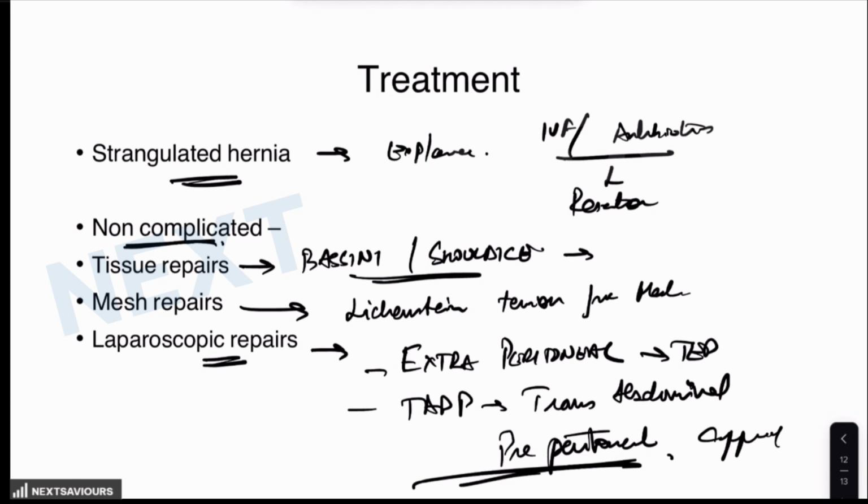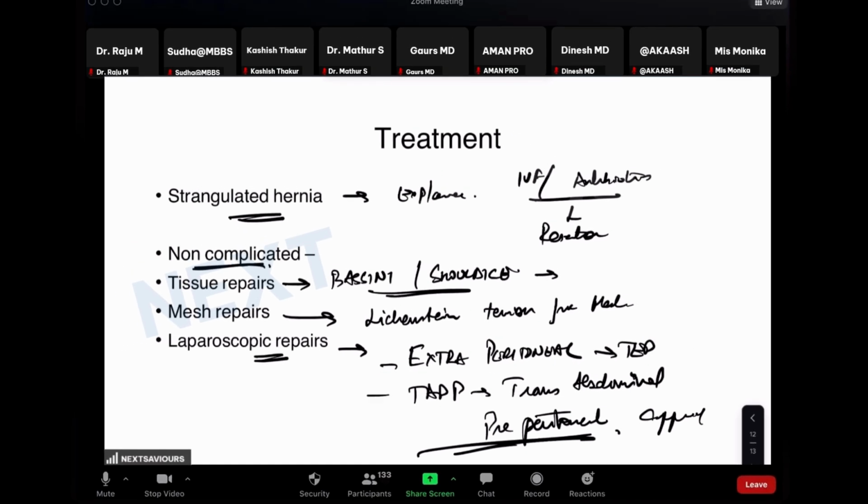The important topics which you all should remember about this topic is the anatomy of the inguinal region, how to diagnose a case of inguinal hernia, how to diagnose the complications of the inguinal hernia, and in the end, all the treatment options that you have for the management of inguinal hernia patients.